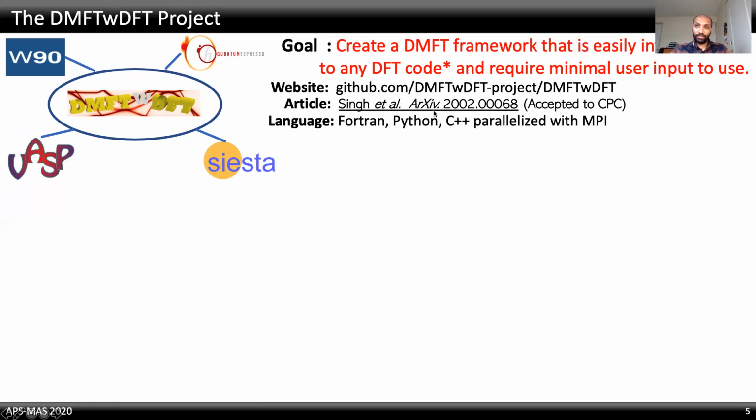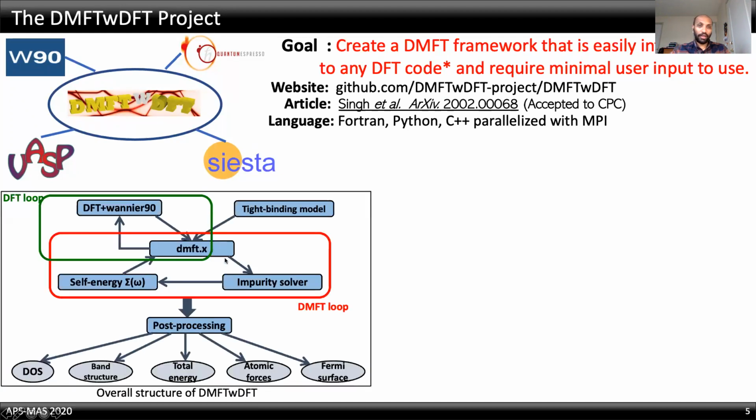And it's written in the languages Fortran, Python, and C++, which are parallelized with MPI. And here's the structure of the code. So the inputs are retrieved from the DFT and Wannier90 interface, which are then fed into the DMFT segment, which uses the impurity solver to retrieve the self energies of the impurities, which are fed back into the DMFT loop.